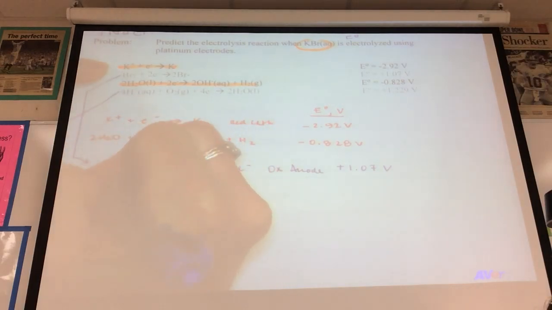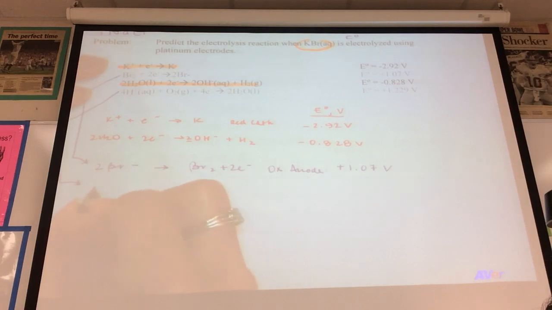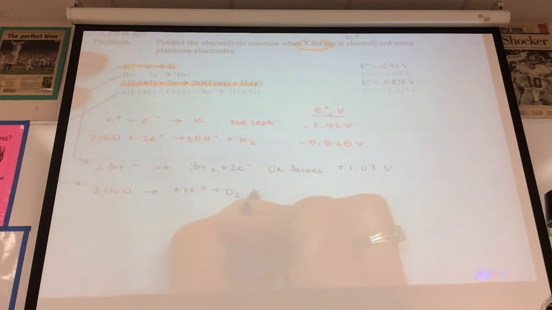And what about this equation? Why are we going to flip that one? Because we want what as a reactant? Oh, yeah. We want water.